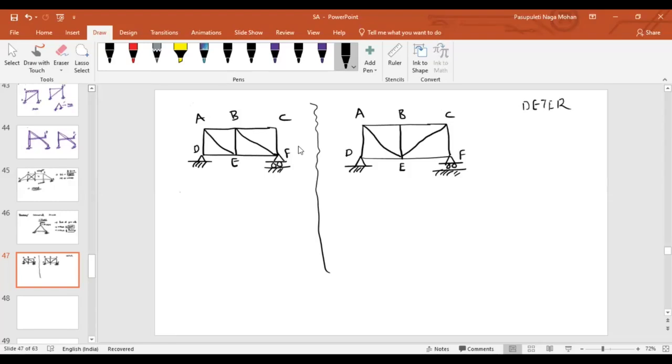Suppose in the exam, let us say that they have asked you to find out the force in the member BE. In the exam, they are interested in only finding the force in the member BE only. Then, is there any point in the exam to find out the forces in other members? No, right? In the least possible way, we should be able to find out the force in the member BE. Even if you find out the forces in other members, it will be a waste of time.